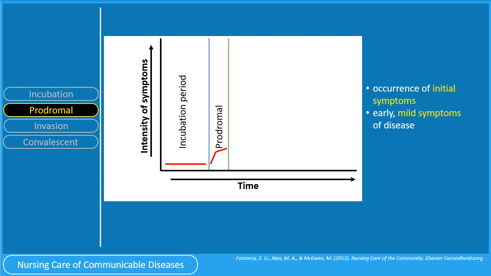Prodromal period is the occurrence of initial symptoms, which are often very mild and include a feeling of discomfort and tiredness. At this time, the patient may have a feeling that he is coming down with something, but is not yet sure what it is.